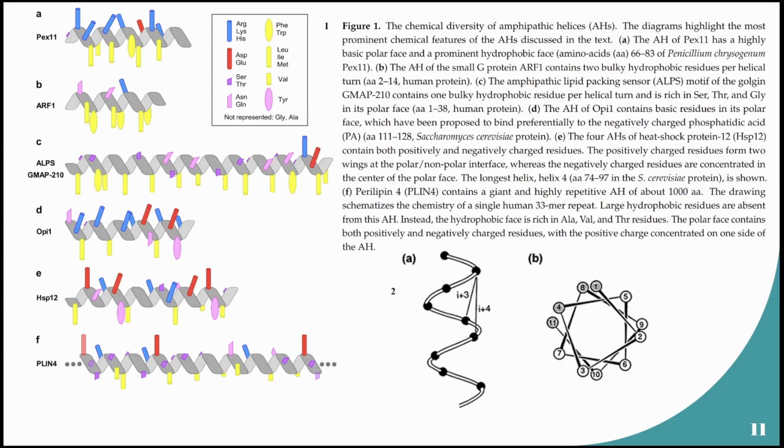If you look at amphipathic helices really quickly, they have a highly basic polar face and a prominent hydrophobic face. These are basically the arrangement of the amino acids in two distinct faces. One face of the helix will contain mostly the non-polar amino acids, and the other face will contain the polar amino acids, right? You can think of it this way: whenever one face of a helix needs to be solvent exposed, while the other face needs to be exposed towards a hydrophobic core, in that case an amphipathic structure makes sense, right?